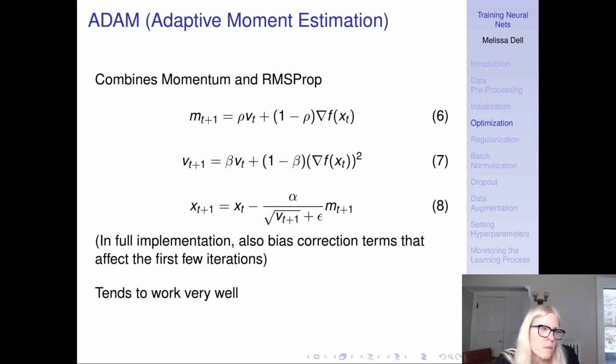And so there's something that combines momentum and RMSprop, which is called adaptive moment estimation, or Adam. In full implementation, there's also a bias correction term that affects the first few iterations. And Adam tends to work really, really well. It's the thing that you're most likely to see used, and most likely what you will use in practice when you choose your optimizer.